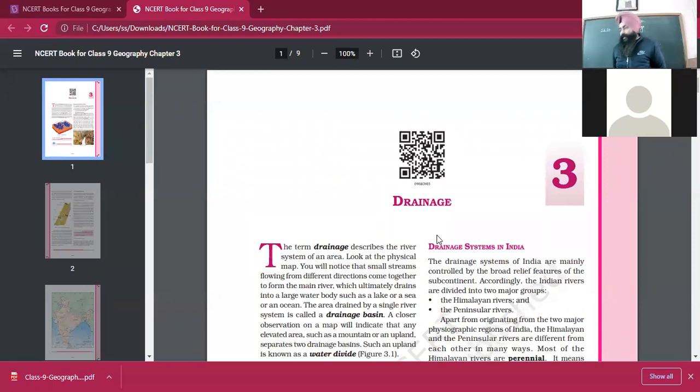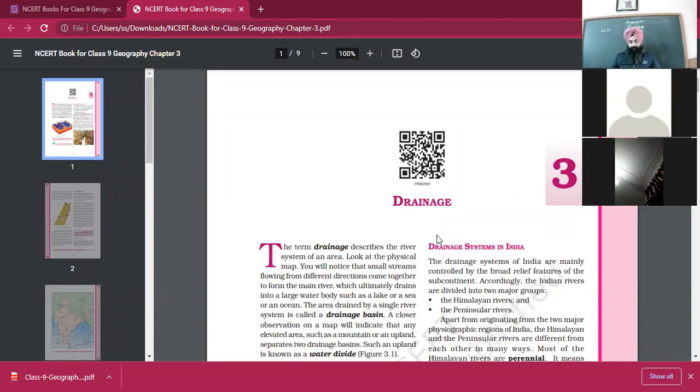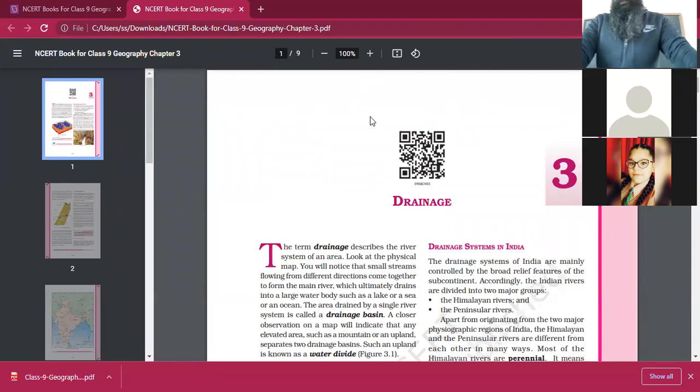For example, Ganga originates from Uttarakhand, enters the plains through Haridwar, and flows through Uttar Pradesh, Bihar, West Bengal. These three states are categorized under the drainage basin of Ganga. Is that clear? Drainage basin of Ganga.